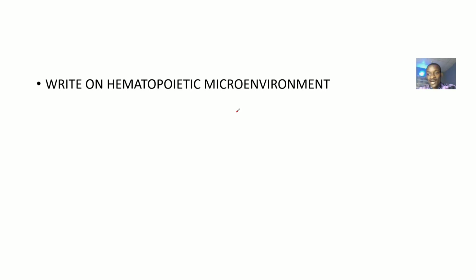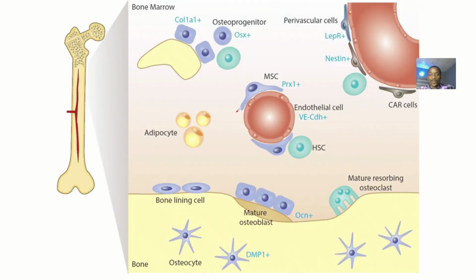Okay, so let's stop that from happening by discussing the hematopoietic microenvironment. Looking at this picture, you might see so many things: osteoprogenitor cells, perivascular cells, endothelial cells, matured resorbing osteoclasts. So the hematopoietic microenvironment, if you ask me to talk about it, is simply the environment that is basically having all those cells that are making it conducive for hematopoiesis. That's blood formation to take place, simply like that.